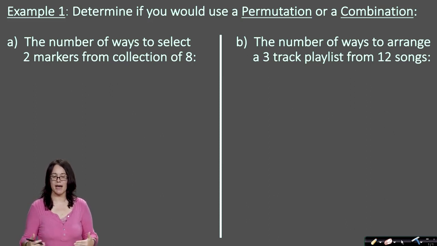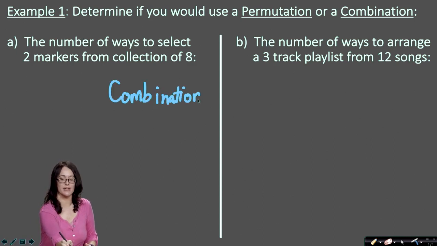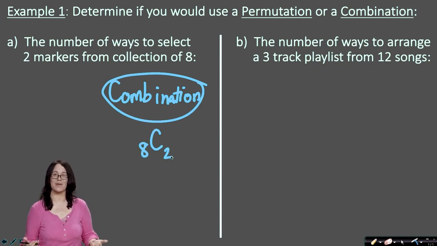So when order doesn't matter, we would use a combination. So that would be the answer here. And if you want to practice and see, okay, well, how many ways could that happen? You would do 8 combination 2 using either the formula that we just did on the last slide or using your calculator.